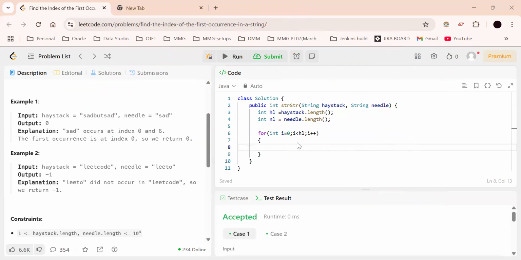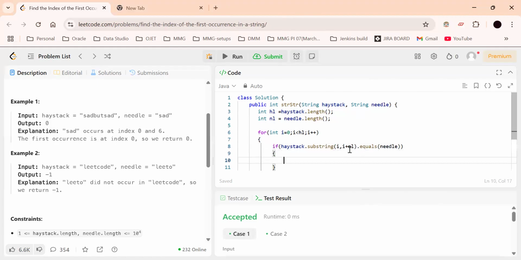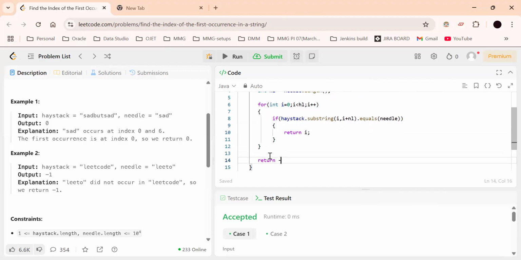As I said, we need to generate a substring from the haystack. Haystack dot substring of, from where? From the ith place to I plus NL. Why I plus NL? Because I will be constantly changing. Initially we got SAD, after that ADC, next ABC, like that. And I need to compare this with equals to needle. If this is matching, this is my current index, I can return that index. Or else if I don't get an answer, -1.